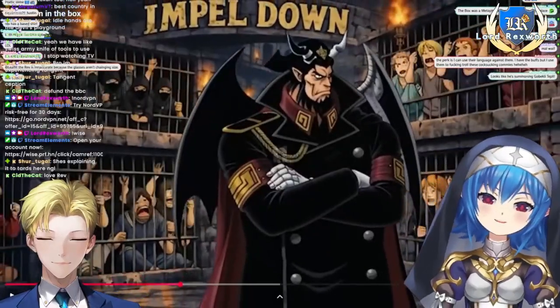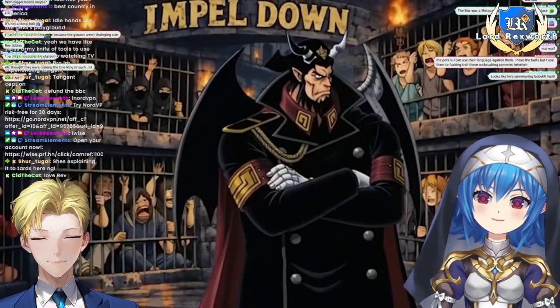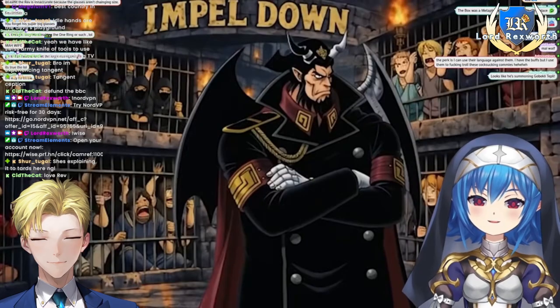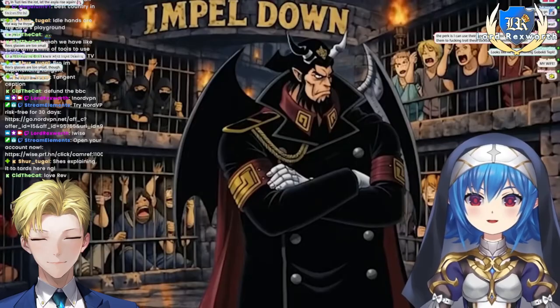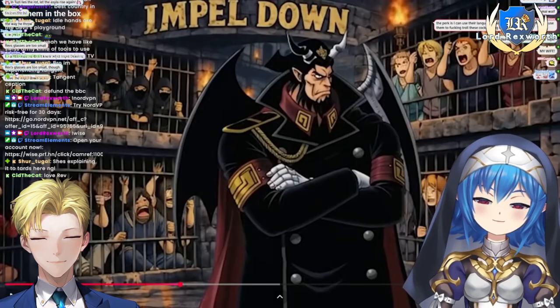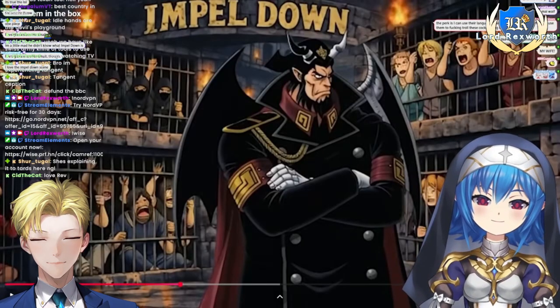And here, Asmon said, is it Satan? No, it's this is Magellan. It's Magellan from Impel Down. And for those of you that don't know about this, it's a One Piece reference.